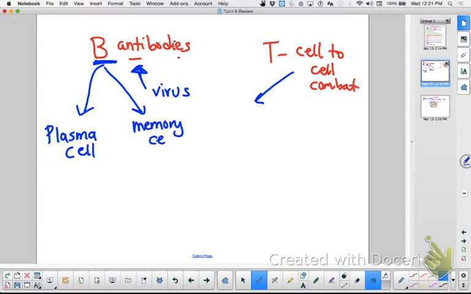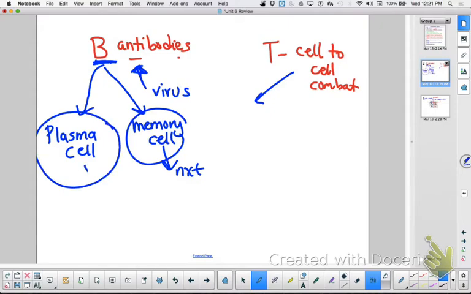Remember, the memory cell is for next time. It makes your response faster. But a plasma cell will grow and then release all kinds of antibodies, those Y-shaped markers. Those antibodies will mark a pathogen for destruction. It might get engulfed or something like that. Okay? T cells do not come in direct contact with a virus.